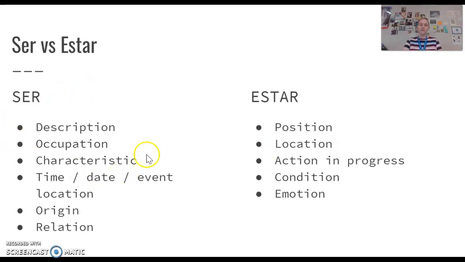Whereas these ser things are considered to be more permanent. So description, that red book is always going to be red. That occupation, that's what that person does, that is considered to be a permanent thing. It's not easily changed. Characteristic, your personality doesn't change. The time and date, you just use ser for. Origin, you're always going to be from a certain place. Like it doesn't matter how many places I move, I'm always going to be from Harrisonville. And relationship, it doesn't matter, you're always going to be related to people. Okay?